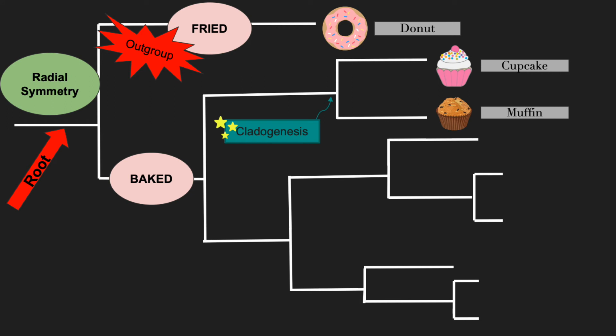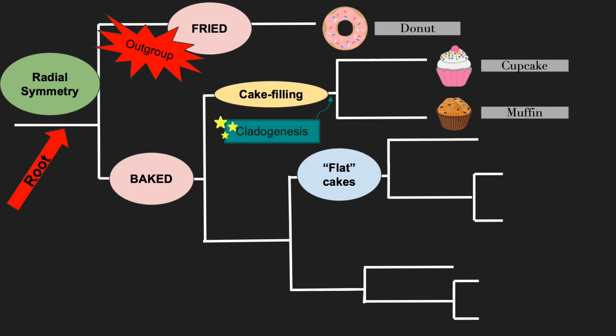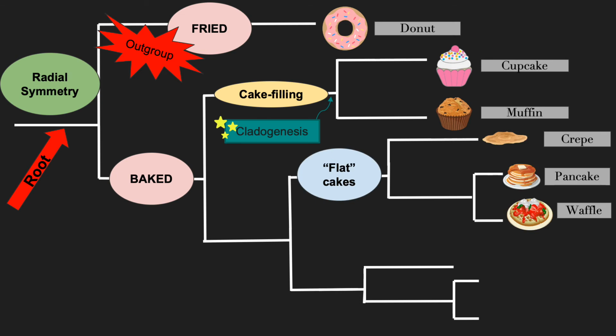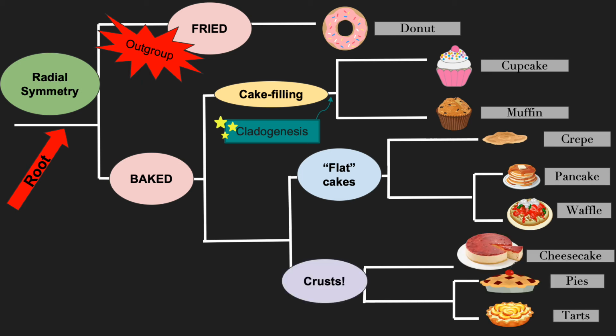Muffins and cupcakes also have radial symmetry and both contain a cake or cake-like filling that is dense. Pancakes, waffles, and crepes are considered flat cakes. However, pancakes and crepes and waffles all use the same ingredients, but I know they differ in consistency. Pancakes and waffles are very thick in size, while crepes are very thin. Cheesecake, pies, and tarts all have a crust, while pies and tarts typically have a fruit filling, while cheesecake has a cream cheese filling.